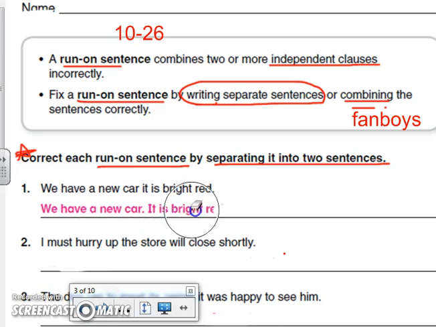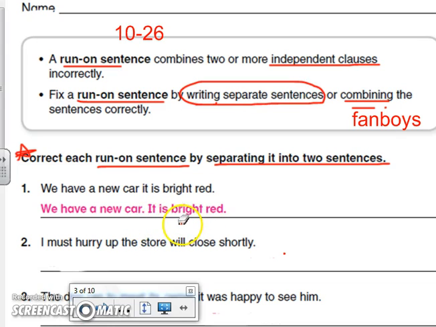Here we go. We have a new car, period. It is bright red. Both of these are independent clauses, aren't they? They can stand on their own. Have is the verb. Who has? We do. Is the verb. What is? It is the subject.